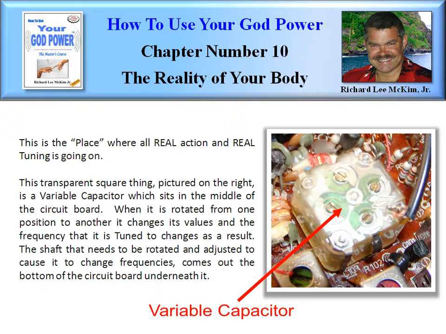This transparent square thing pictured on the right is a variable capacitor which sits in the middle of the circuit board. When it is rotated from one position to another, it changes its values and the frequency that it is tuned to changes as a result. The shaft that needs to be rotated and adjusted to cause it to change frequencies comes out the bottom of the circuit board underneath it. Okay, we have another picture here at the bottom.